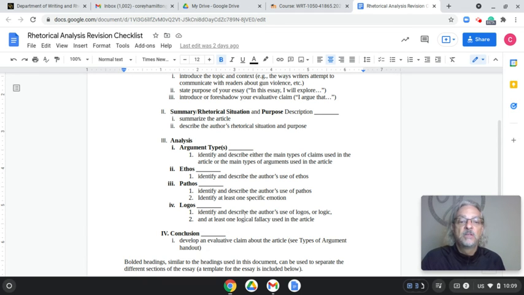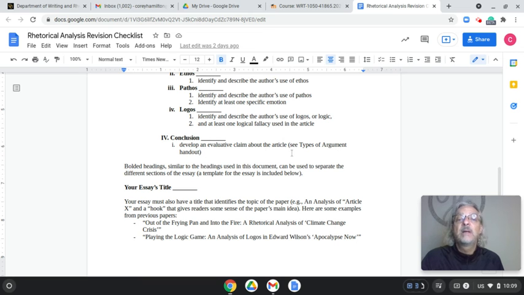Okay. And then, did we develop our evaluative claim about the article? Here again, you can see the types of argument handout for an evaluative claim. An evaluative claim is going to make a statement based on a set of criteria. Our criteria here is how well they use the argument: they have ethos, they have pathos, they have logos. How does that tie in with the rhetorical situation? Did we feel overall that the author was effective? Were they successful in proffering their argument?